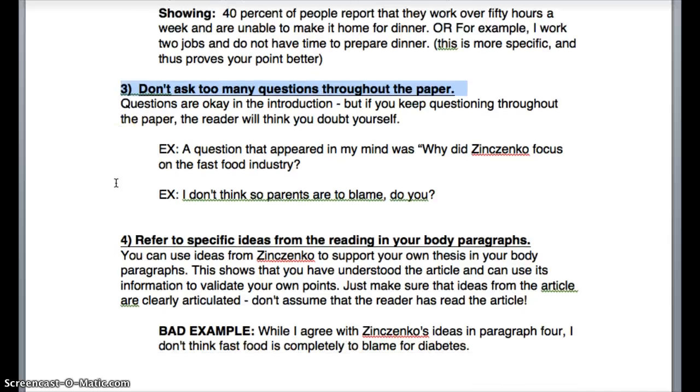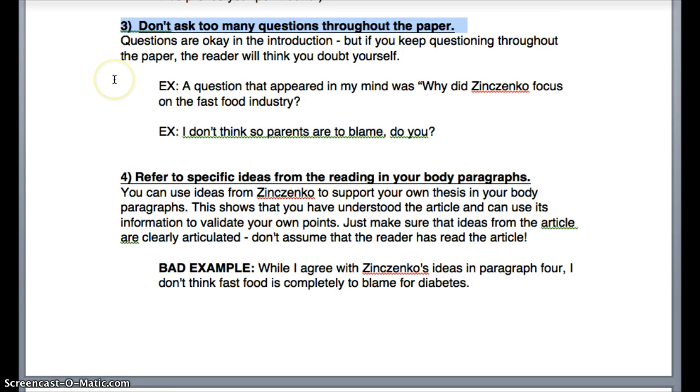Don't ask too many questions throughout your paper. A lot of you did ask questions, which is a good hook, right? It's good in the introduction to stimulate people's imaginations, to get them thinking. But if you keep asking questions throughout the paper, then the person reading your paper will think you doubt yourself, that you don't really know what you're talking about, okay?